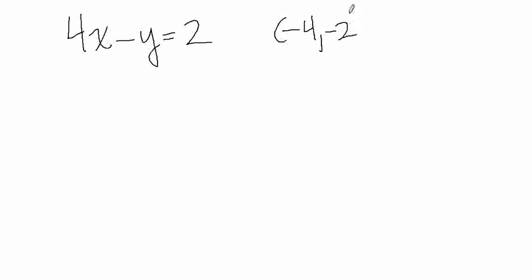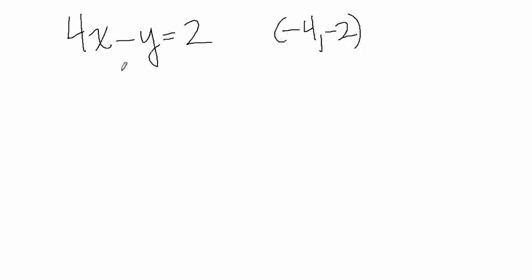I would like you to find the linear equation corresponding to the line perpendicular to another line, the line with respect to this linear equation, 4x minus y equals 2. And I want the specific perpendicular line that goes through the point minus 4 comma minus 2. So pause the video and do that now if you can. I'll go ahead and do it as well.